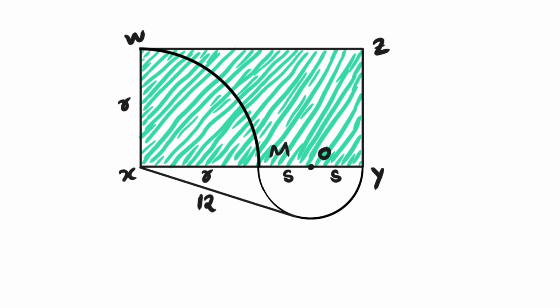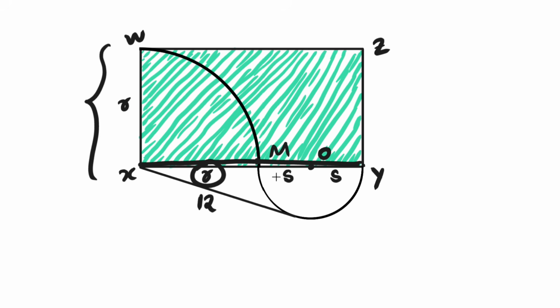Now the first thing I'm going to do is assign variables to the unknown radii. Suppose the radius of the quarter circle is r. Since the quarter circle starts at the top corner and reaches the bottom side at point M, the height of the rectangle, which is WX, must be equal to r. Also notice that the horizontal distance from X to M is another radius of that same quarter circle, so XM is also equal to r.